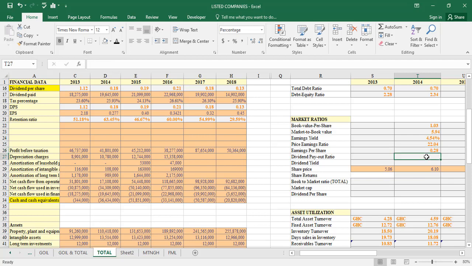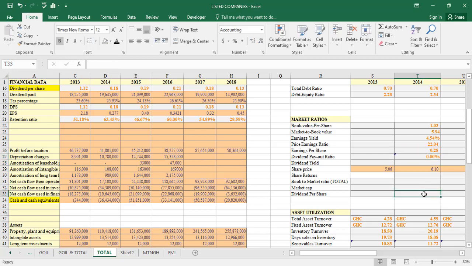Our next ratio will be the dividend payout ratio. The dividend payout ratio represents the amount of dividend that the company is paying out of their profit after tax. So you can use the amount of dividend that the company paid divided by the total profit after tax, or you can use the dividend per share over the earnings per share. So the dividend per share, which we haven't estimated over here, divided by the earnings per share. So earnings per share is here.